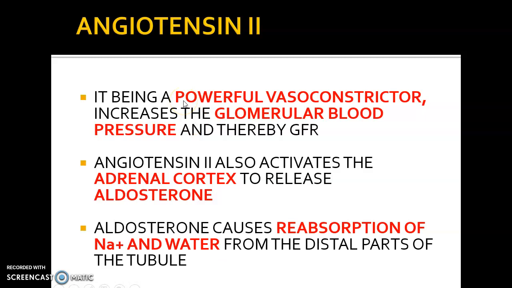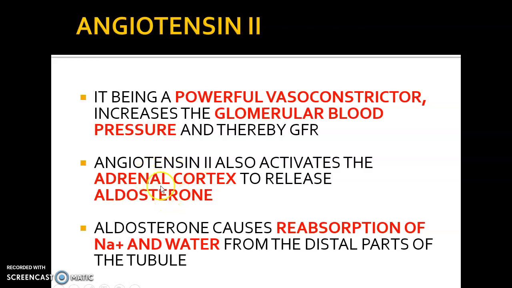Now this angiotensin 2 is a powerful vasoconstrictor. Okay, just like what we saw previously with the ADH hormone, a similar function can be carried out by angiotensin 2 as well. It will also help in vasoconstriction. And whenever vasoconstriction happens, what happens? There is an increase in blood pressure, and that increase in blood pressure thereby increases the GFR. Angiotensin 2 also activates the adrenal cortex. So angiotensin 2 also has its influence on the adrenal cortex to release aldosterone.